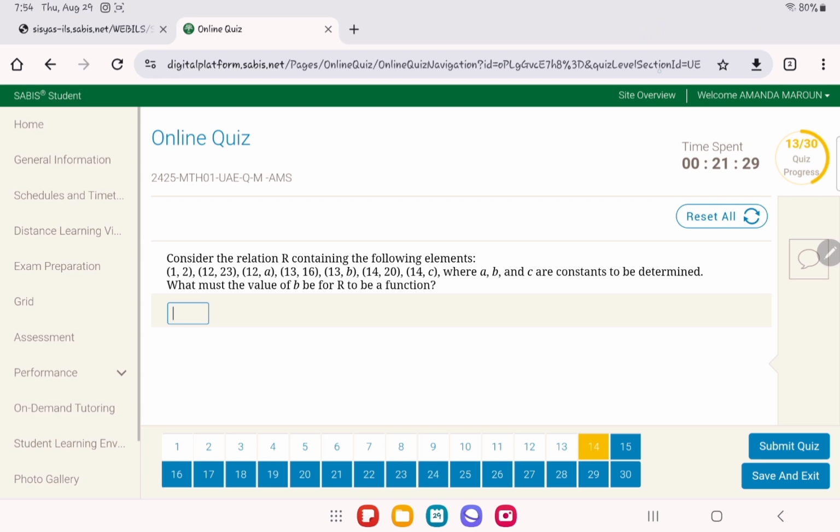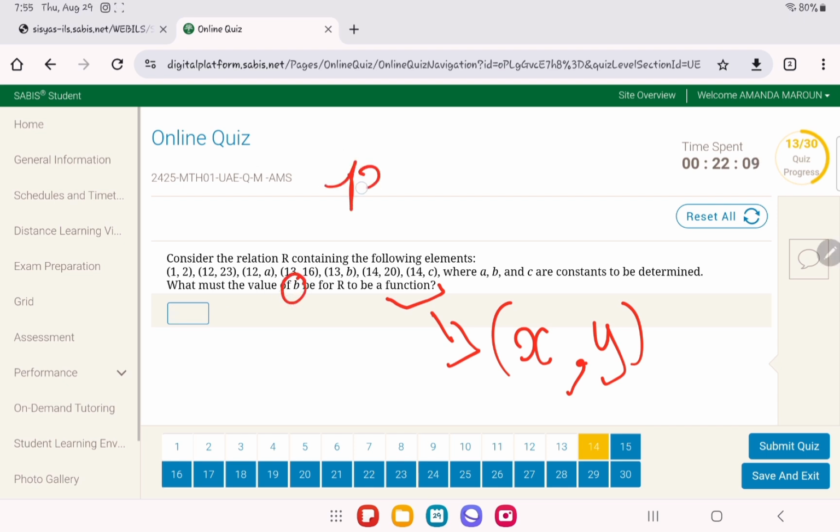Now question number 14. This is a very, very important question, okay? We have 1, 2, 12, 23, 12A, 13, 16, 13B, 14, 20, and 14C. Okay? We have A, B, and C are constants to be determined. So, what must be the value of B for R to be a function? What does a function mean? It means we have one X, it has a specific Y, and it doesn't have any other Y. So for this to be the case, they want us to find the value of B.